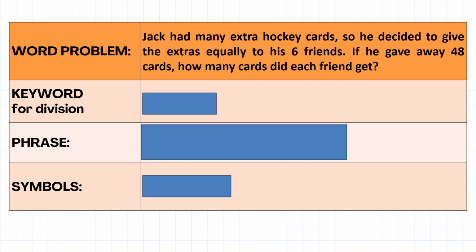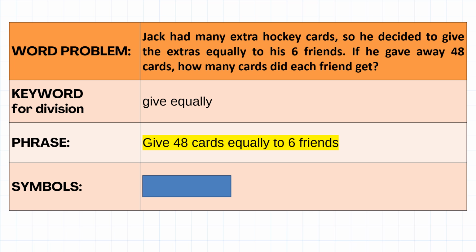Jack had many extra hockey cards, so he decided to give the extras equally to his 6 friends. If he gave away 48 cards, how many cards did each friend get? To understand the word problem, we first identify the keyword for division. And the keyword is give equally. So meaning to say, we're going to distribute the 48 cards to the 6 friends of Jack. The phrase is give 48 cards equally to 6 friends, or distribute 48 cards to 6 friends.